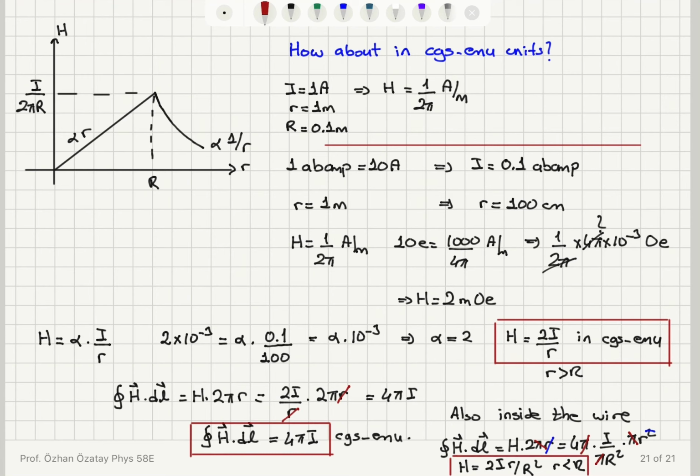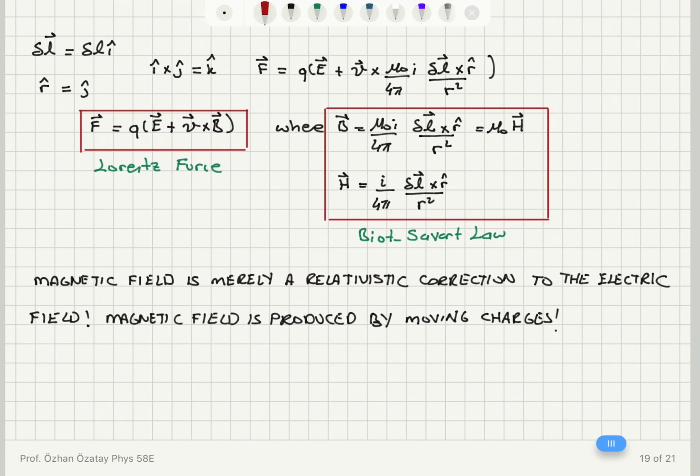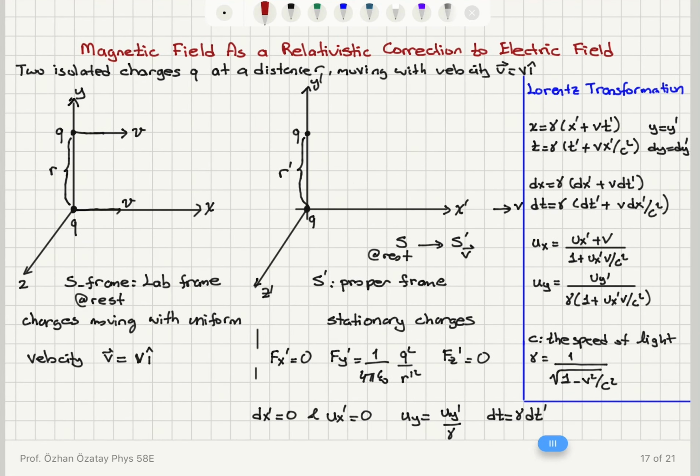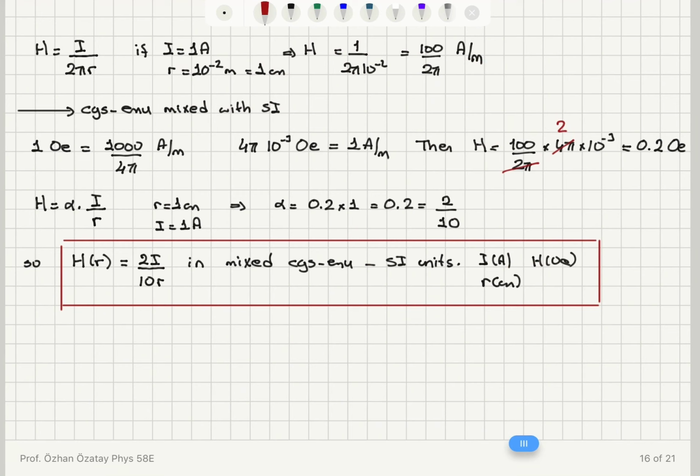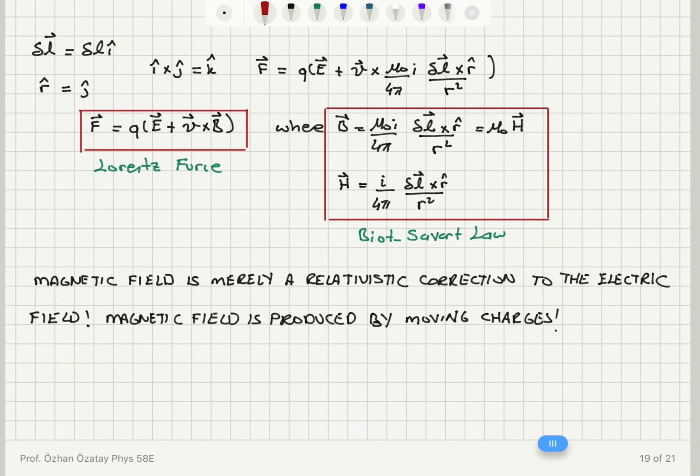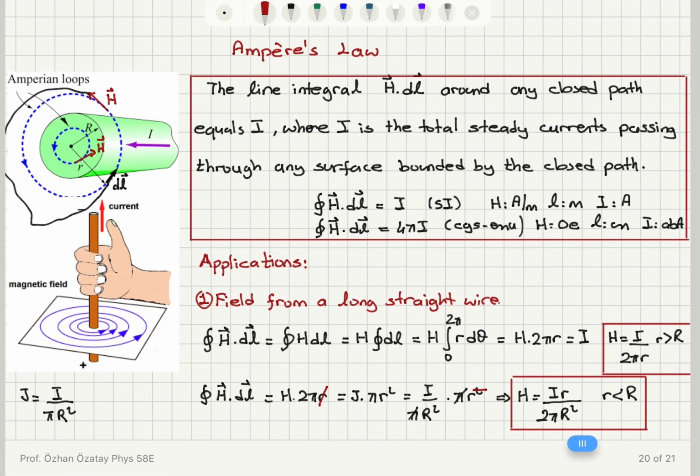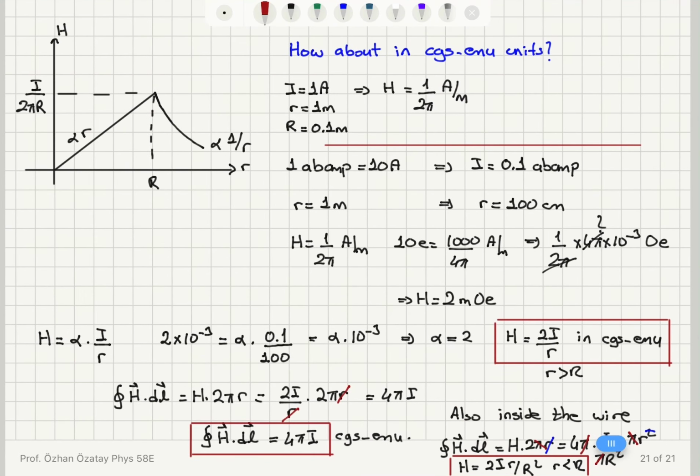Alright, so this was a good exercise to go in between these two units. If you remember in the previous discussion, we talked about the magnetic field outside the wire using mixed CGS, EMU and SI units. If you take the current in amps, it was 2I over 10R outside the wire. Here we found that using CGS, EMU units, it is just equal to 2I over R. So you don't have the factor of 10 that comes from using amps instead of abamps.